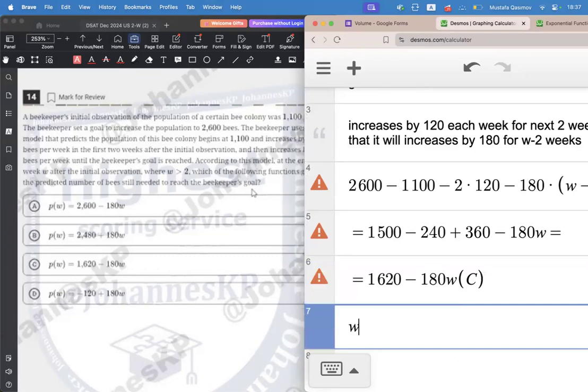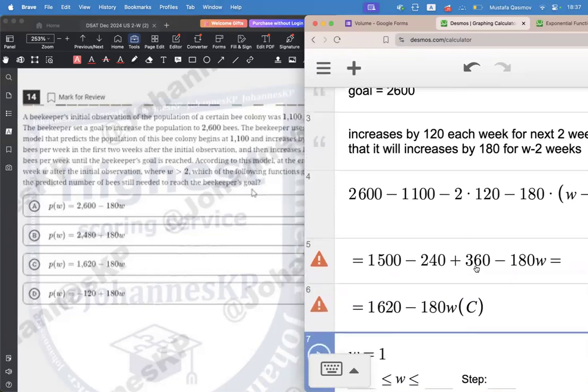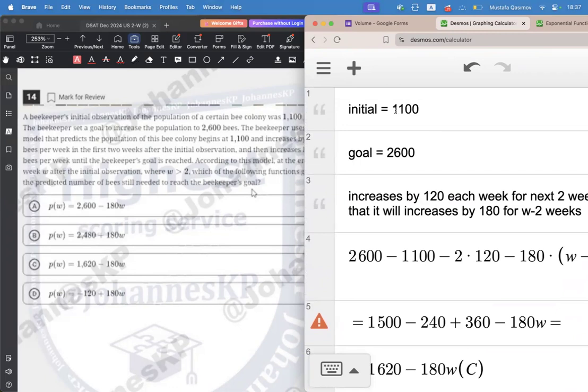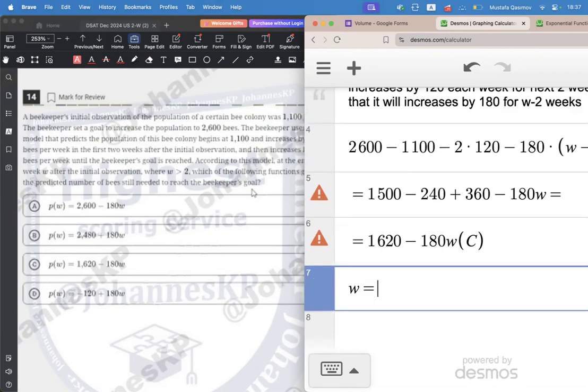Okay. When W is equal to 1, when W is equal to, okay. Initially we have 1100 and goal is 2600, right? We must find difference between them. It is 1500. It means that initial value must be equal to 1500.